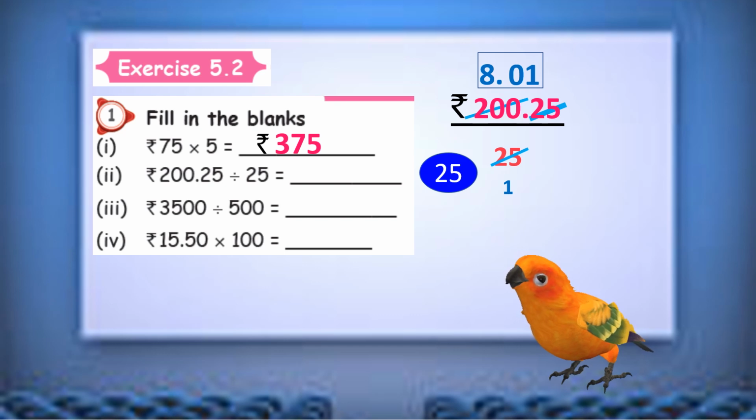So mention the answer here. At the top we have 8 rupees 1 paisa. Here in the denominator we have only 1. So whatever is divided by 1, we get the same answer. So mention it in that fill in the blank, right?